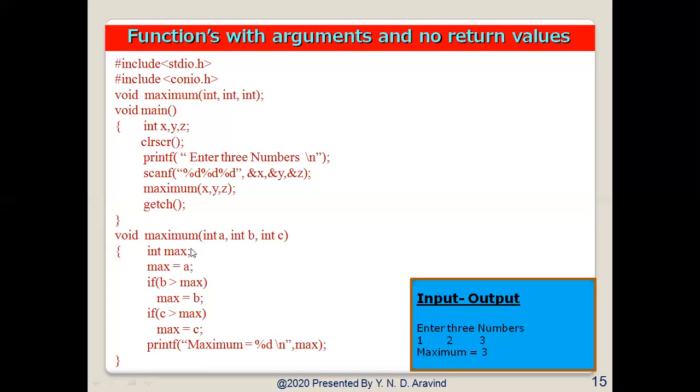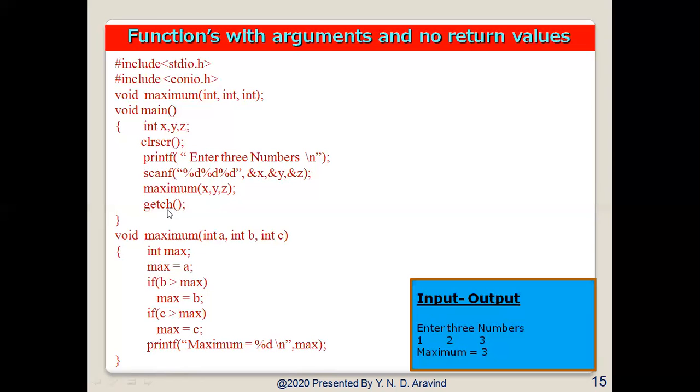So here I have taken one more variable, max. Into that max, I have passed the initial value of A. Then I have checked whether B is greater than max. If B is greater than max, the max value is considered to be B. Or else I am checking whether C is greater than max. If C is greater than max, then I am putting the C value into the max. Based on that, I am printing the max value. Once after printing, the function is ended.